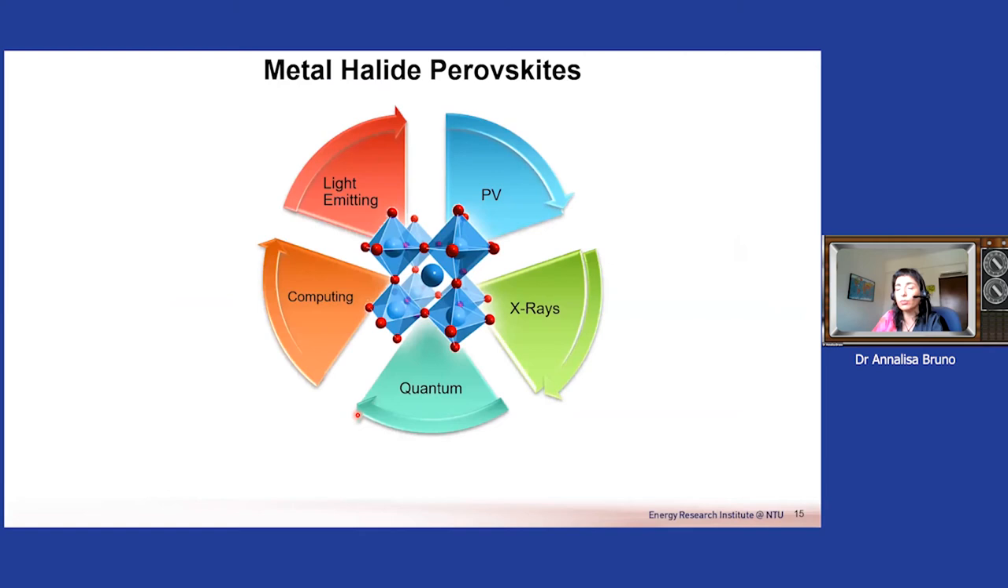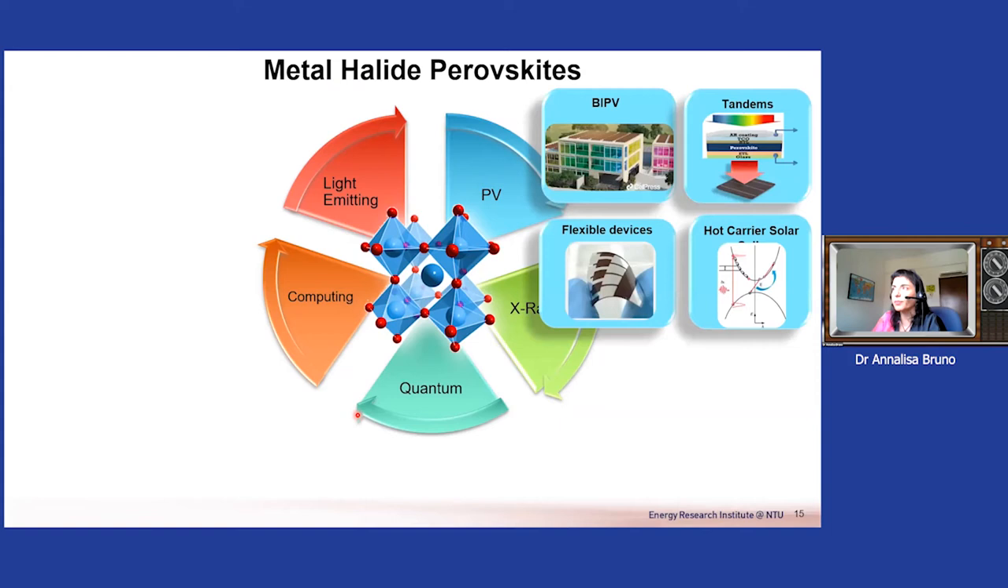So, as we have seen, metal-halide perovskite has been widely used in PV applications, where by PV applications I mean, beyond the standard single junction solar cell, also tandem solar cells, flexible devices, BIPV, that means building integrated photovoltaics, that emit colors, semi-transparent solar cells, and also more exotic hot carrier solar cells. But this is not the only application.